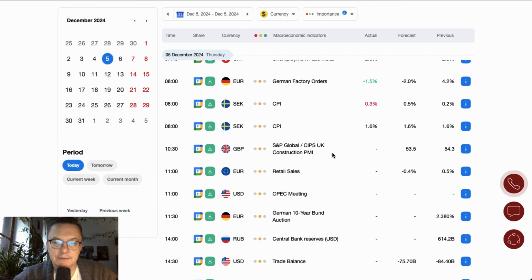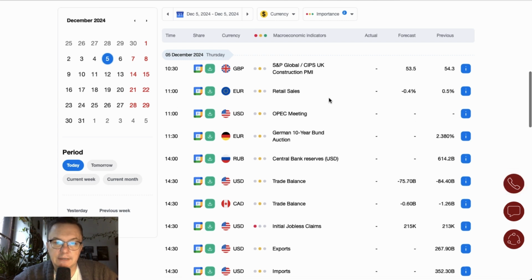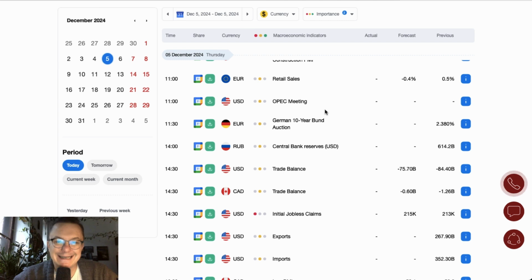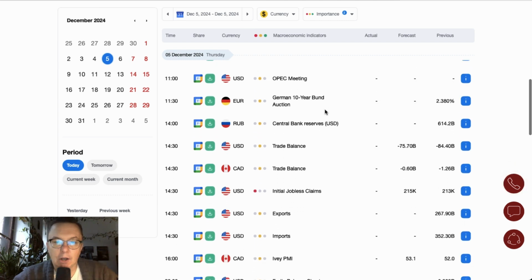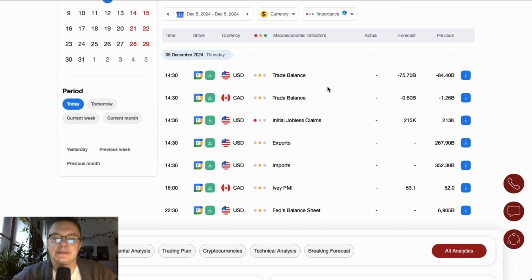We are still waiting for the CPI data from Sweden, and then for the construction PMI data from the UK, which are scheduled for 10:30. At 11 o'clock, retail sales data from the Eurozone are scheduled for release, and the OPEC meeting will take place at 11 o'clock as well. Trade balance data are scheduled for release at 2:30. Those data are, of course, from the US and Canada.